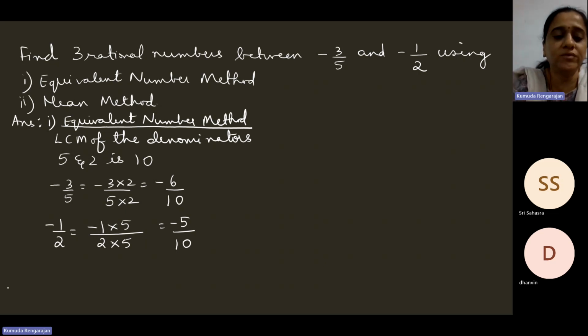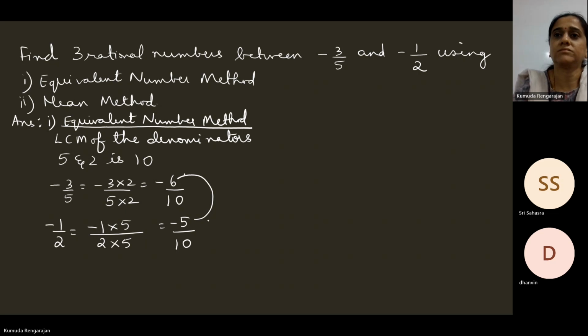Now is there space between the numerators -5 and -6? There's no space between -5 and -6. Equivalent number method, you understand this, right? It's not new. So the denominator is 5 and 2, LCM is 10. So write the fraction equivalent to -3/5 with denominator 10. This part is easy, right?